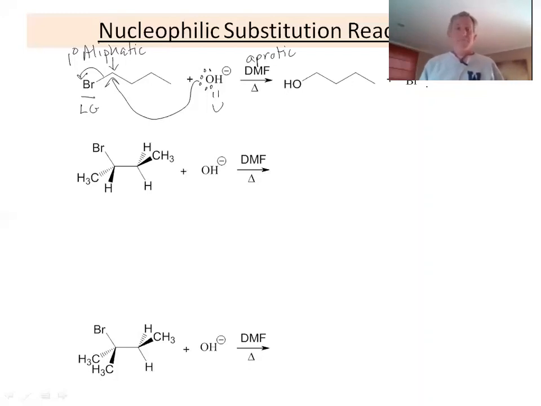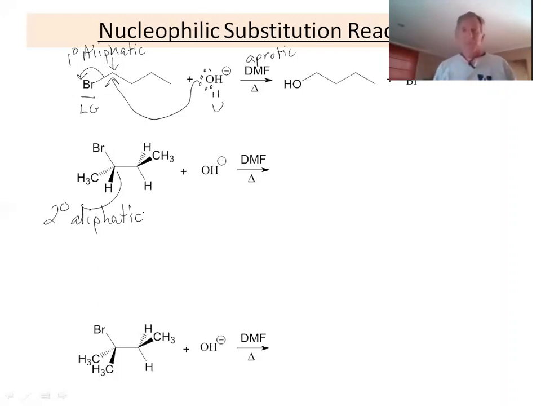Okay? Let's look at the next one. And again, be systematic in your approach. Always look for the leaving group and what kind of carbon it's attached to. So here we have a bromide attached to what kind of carbon? Oh, yes! You got it! A secondary aliphatic. Cool. All right. Everybody see that?